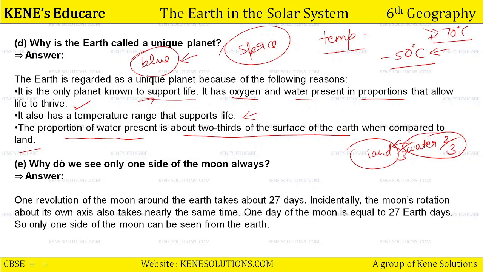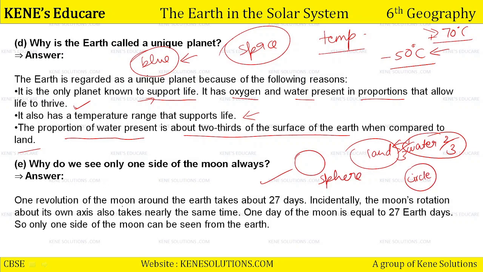ठीक है. ई पार्ट, व्हाई डू वी ओनली सी वन साइड ऑफ द मून ऑलवेज, हमेशा हमें एक ही साइड ऑफ मून क्यों दिखता है. मून तो एक स्फीयर है पर हमेशा हमें स्काई में वो एक सर्कल के फॉर्म में दिखता है, ऐसा क्यों?